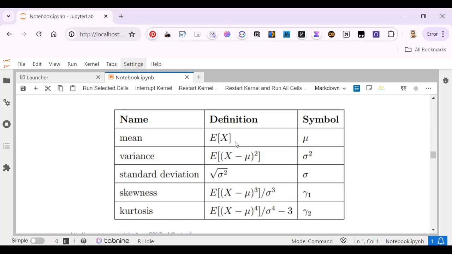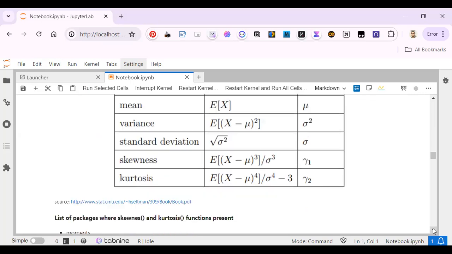Already we know it: summation by count. Variance indicates expectation of X minus mu whole square, and we call it sigma square. Standard deviation is the square root of sigma square, so that is the reason we call it sigma. Skewness is the expectation of X minus mu whole power 3 by sigma power 3, and kurtosis similarly is the expectation of X minus mu whole power 4 by sigma power 4, minus 3. So this symbol is called skewness, and this symbol is called kurtosis.